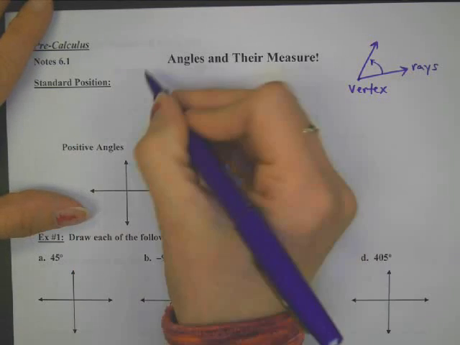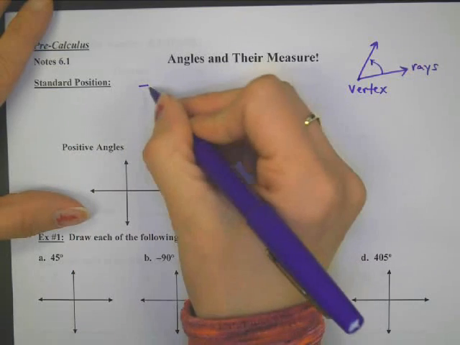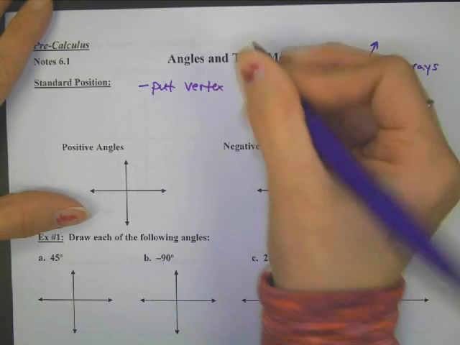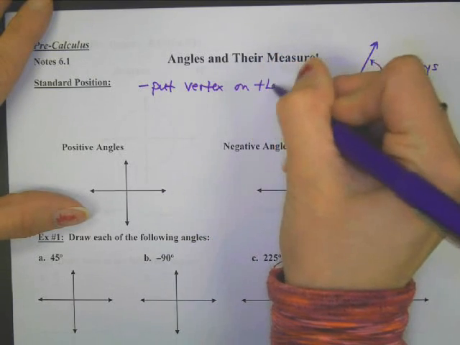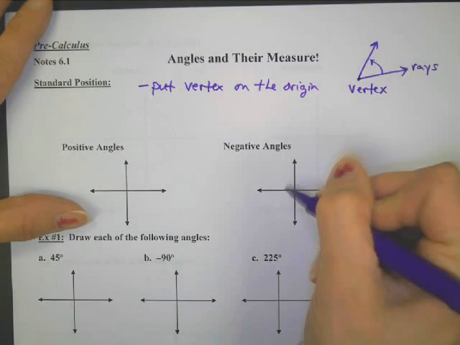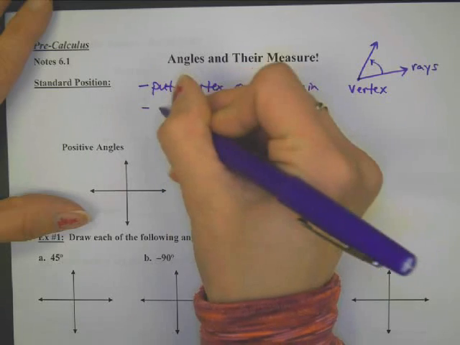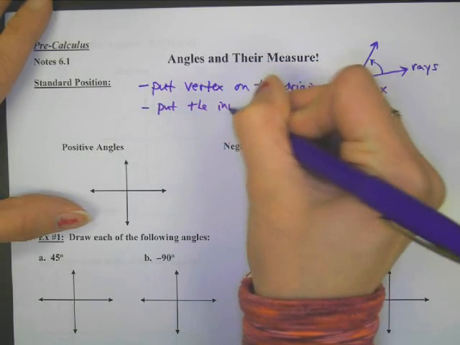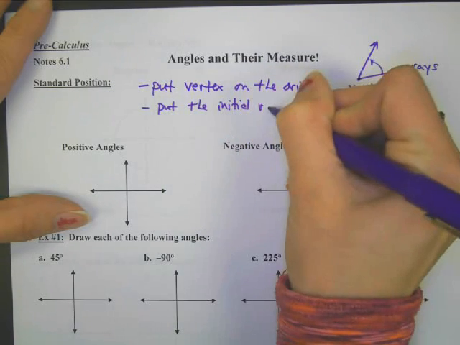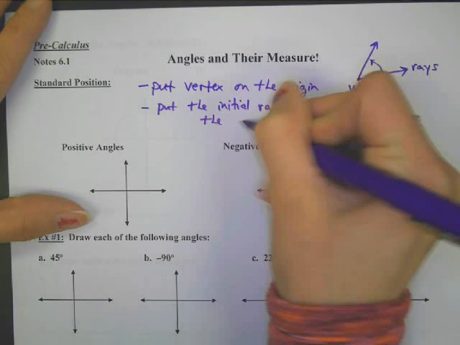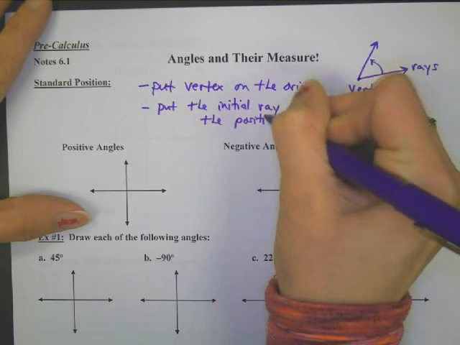Now, standard position has a couple of things. The first thing you have to do is put the vertex on the origin. That center point where they connect has to go right in the middle of the graph. And the second thing is you put the initial ray, your starting ray, on the positive x-axis.